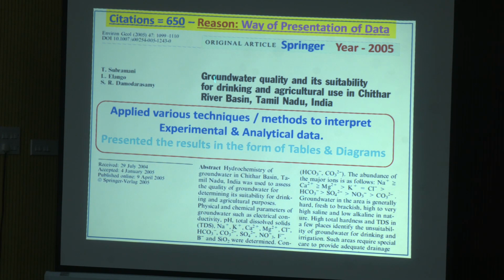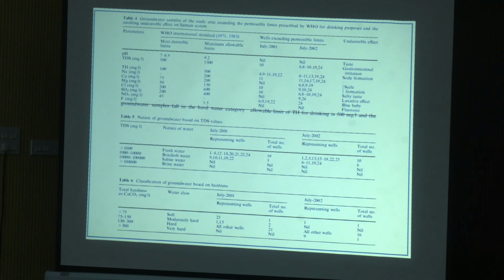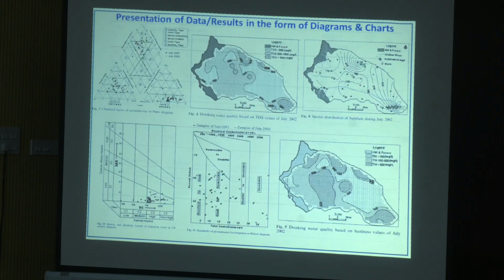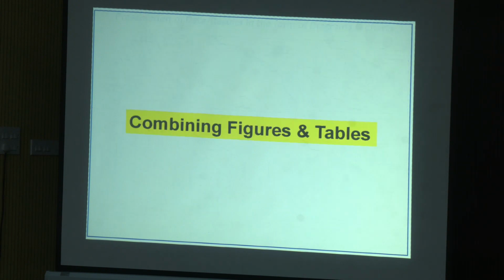This paper has got 650 citations, you cannot believe. I published it in the year 2005. After 17 years, people are still referring to this paper. There is nothing new in this, but you see how many citations I am getting. So this is very important. See, I have prepared so many tables and so many diagrams. Okay, so then I have published this.